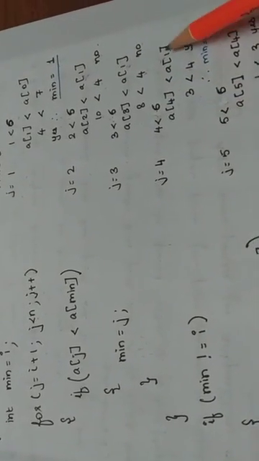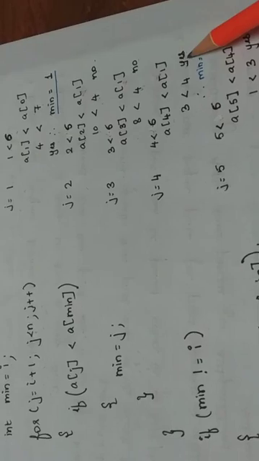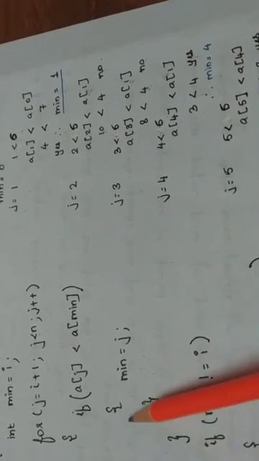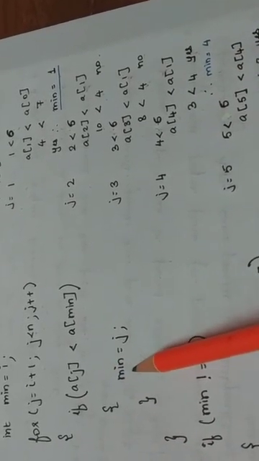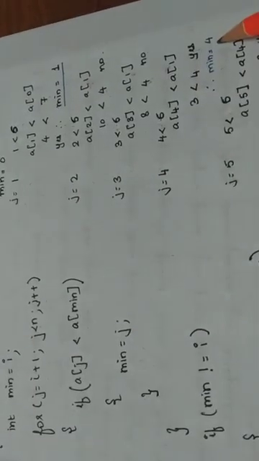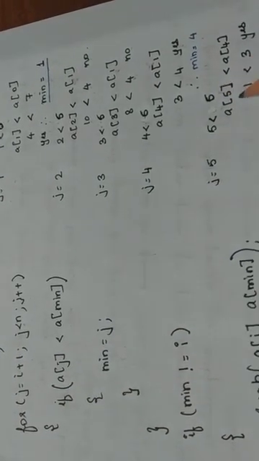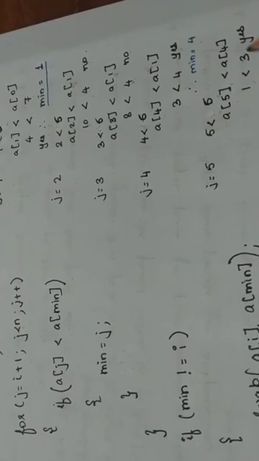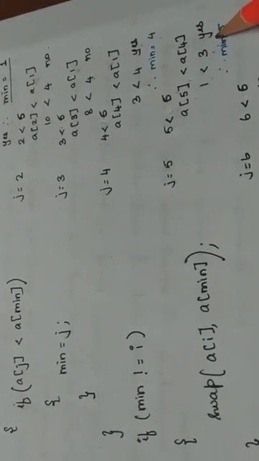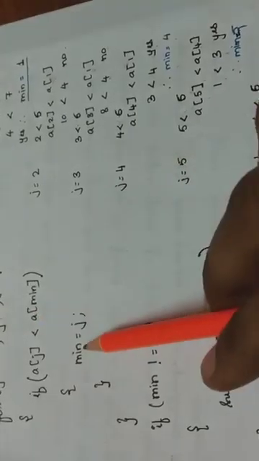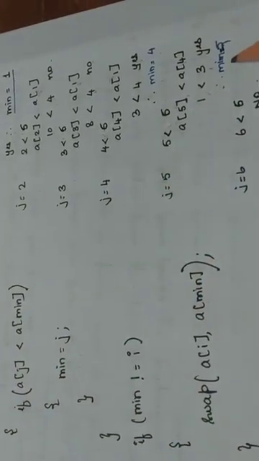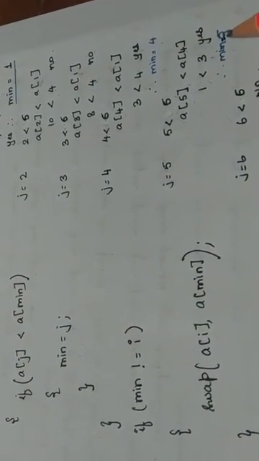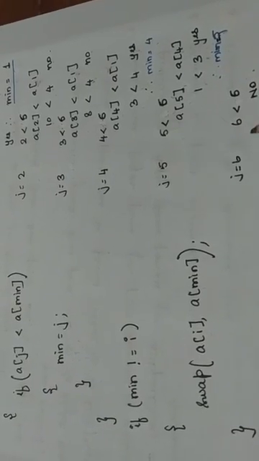4 less than 6, yes. A of 4 is 3. Is it less than a of 1, which is 4? Yes. When we have yes, this enters the if block, and minimum is equal to 4. Now we have set the minimum element as 4. Now j gets incremented again to 5. 5 is less than 6, yes. A of 5 is 1. Is 1 less than a of 4? Yes. Whenever this condition is satisfied, the minimum gets changed to that element, so minimum is equal to 5. Now j is equal to 6.